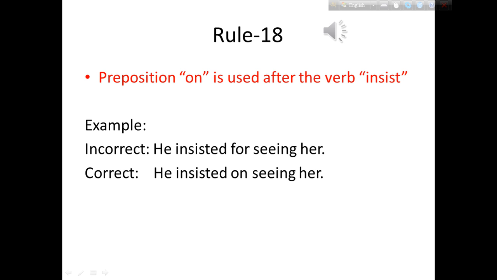So according to the rule, insist always will be followed by the preposition on. So we have to replace the preposition for with on. So the correct sentence will be he insisted on seeing her.